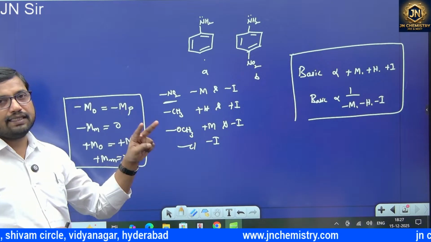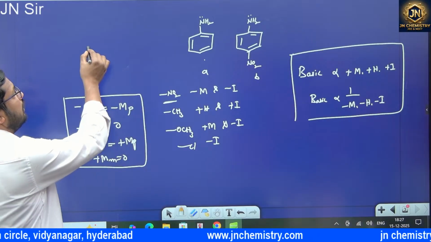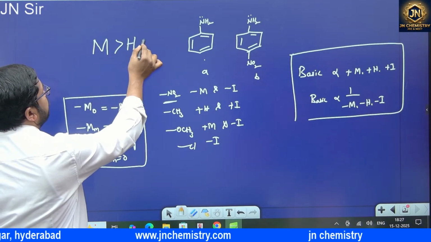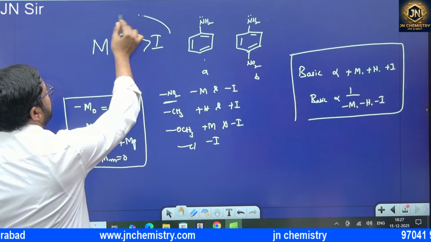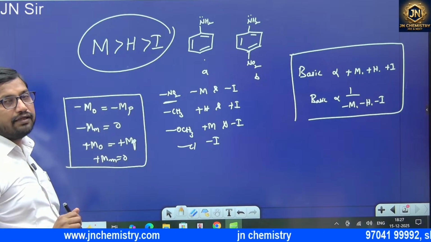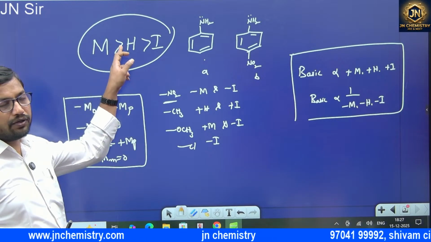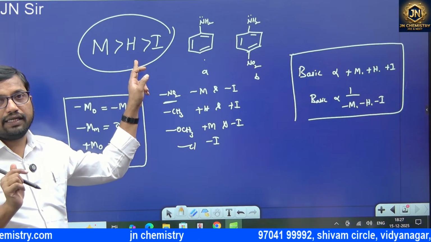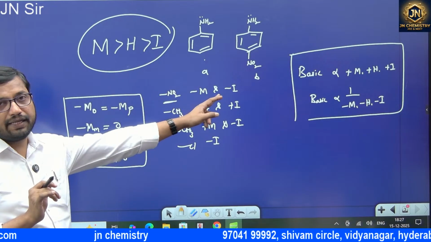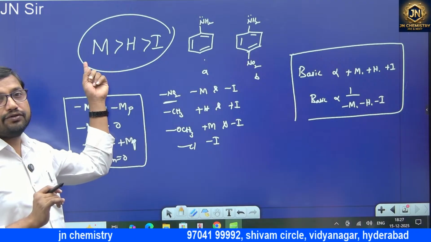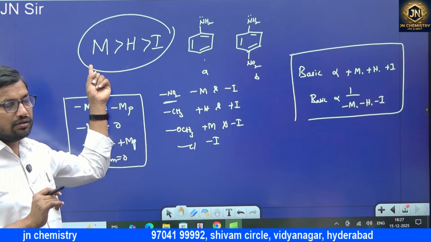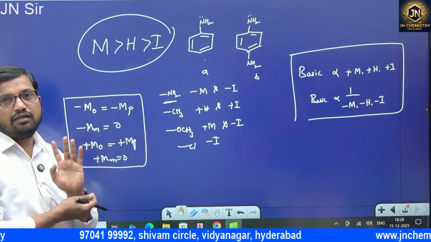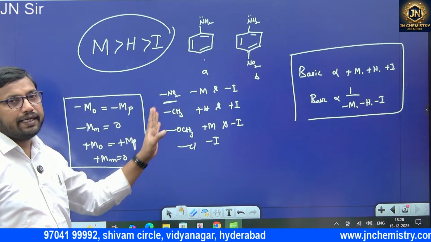Always remember the order: mesomeric effect, then hyperconjugation, then inductive effect. When the mesomeric effect is there, we can't take the minus I. So we give more priority to the mesomeric or resonance effect. When minus m is there, the minus I won't show any impact.